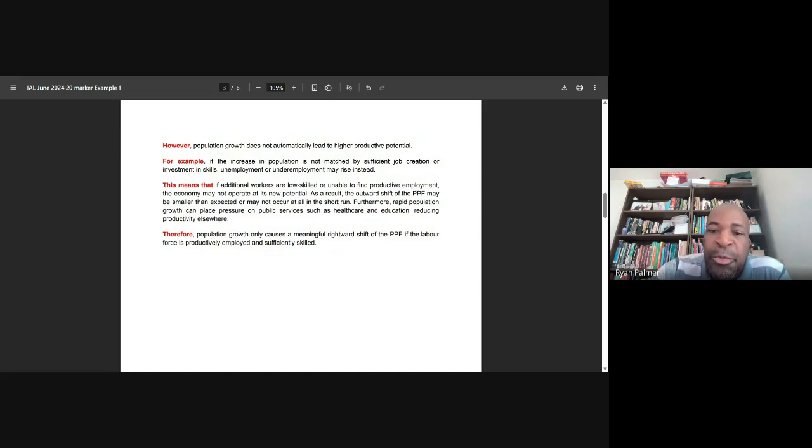If the contribution of the additional people in the population takes away from output elsewhere in the economy, rather than overall adds to it. So concluding, therefore, population growth only causes a meaningful rightward shift of the PPF if the labor force is productively employed and sufficiently skilled.